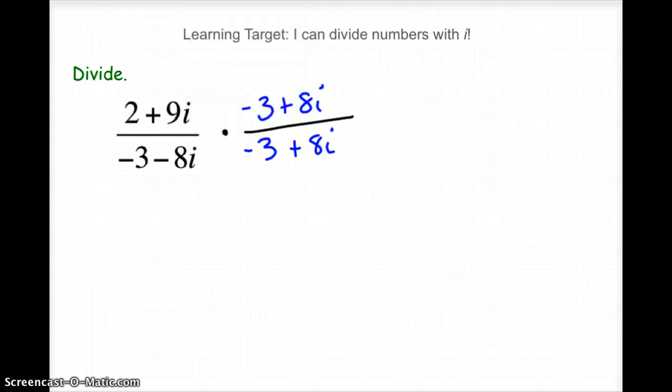And I'm going to multiply the bottoms first. It's just my thing. I don't know. I just like to do the bottoms first. Get them out of the way. Make sure the i does go away.